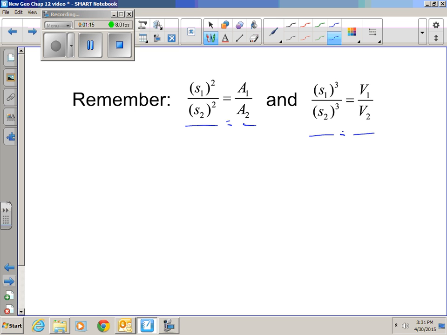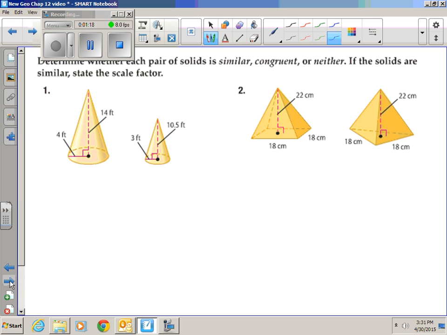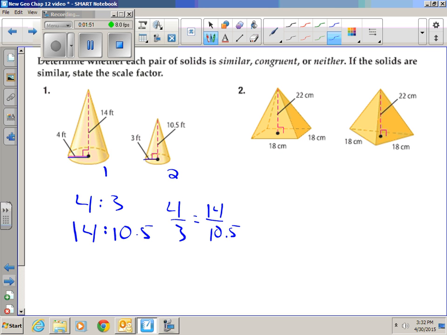So, looking at this slide right here, we have to decide if these polyhedrons are similar. If we look at these two cones, this is cone 1, this is cone 2. The ratio of their radii is 4 to 3, and the ratio of their heights is 14 to 10.5. Those ratios are equal, because 4 to 3 is equal to 14 to 10.5. So therefore, these are similar, and their scale factor is 4 to 3.